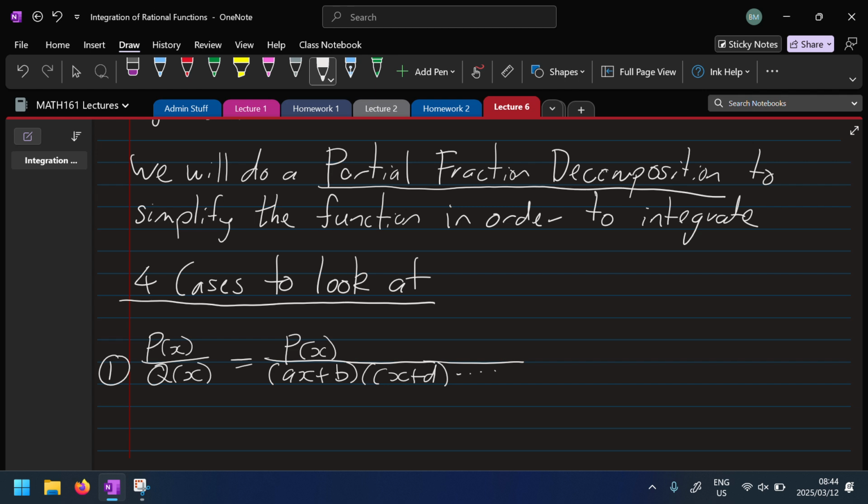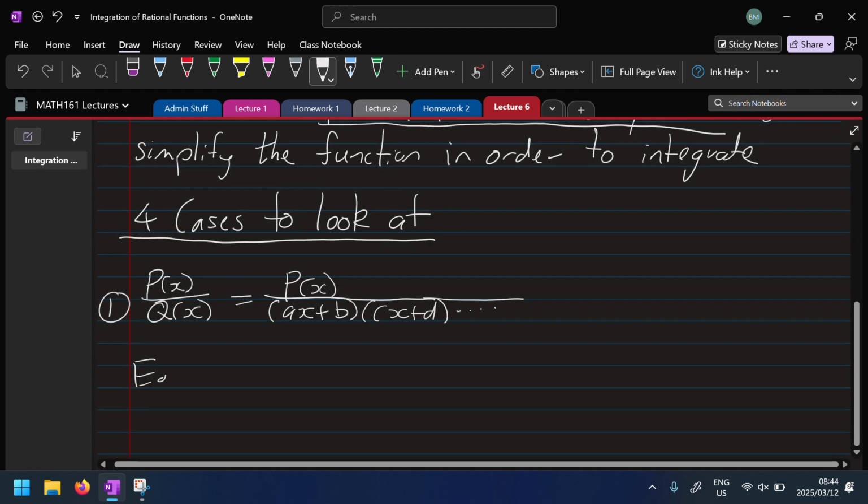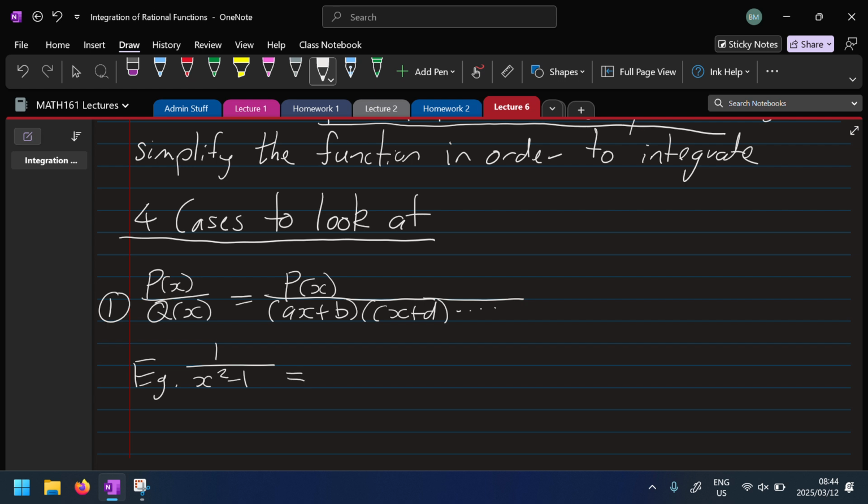So the top is some polynomial, and we're not interested in that. But this denominator, we can factor into some linear terms. For example, we can have 1 over x squared minus 1. In the bottom, we've got a quadratic, but that can be factored. So we can factor this as 1 over x plus 1, x minus 1. We're not interested in the top for now. But in the bottom, whatever that polynomial is, we can factor it, and we've got 1 factor, 2 factors, 3 factors, however many factors we get.